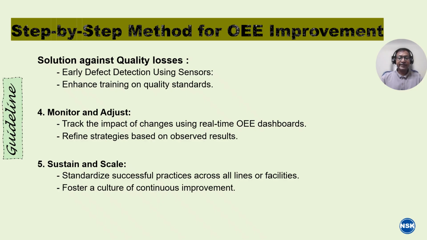Finally, the process needs to be monitored and sustained. Hence, fourth, monitor and adjust is one of the guidelines that emphasizes tracking the impact of changes using existing data collection methods or real-time OE dashboards, and refining strategies based on observed results. The fifth one is sustain and scale. This guideline emphasizes standardizing successful practices across all lines or facilities, and fostering a culture of continuous improvement to enhance the productivity and performance of the employees and thereby the company.